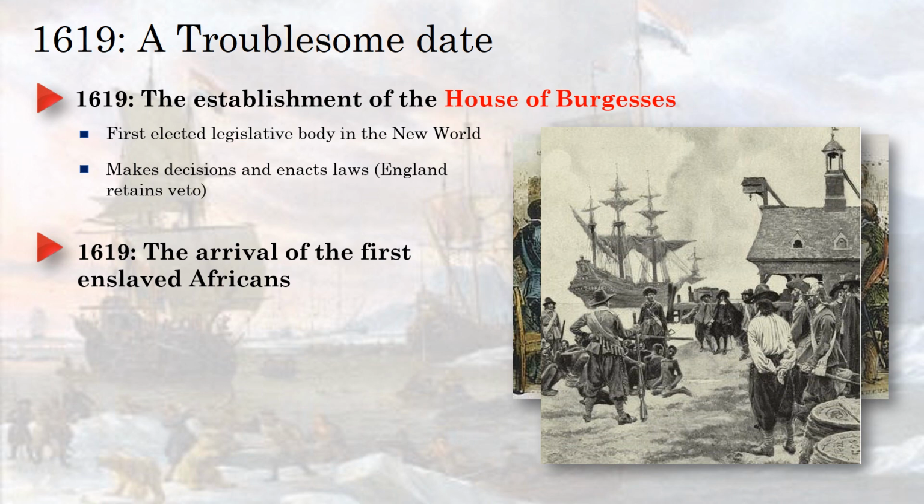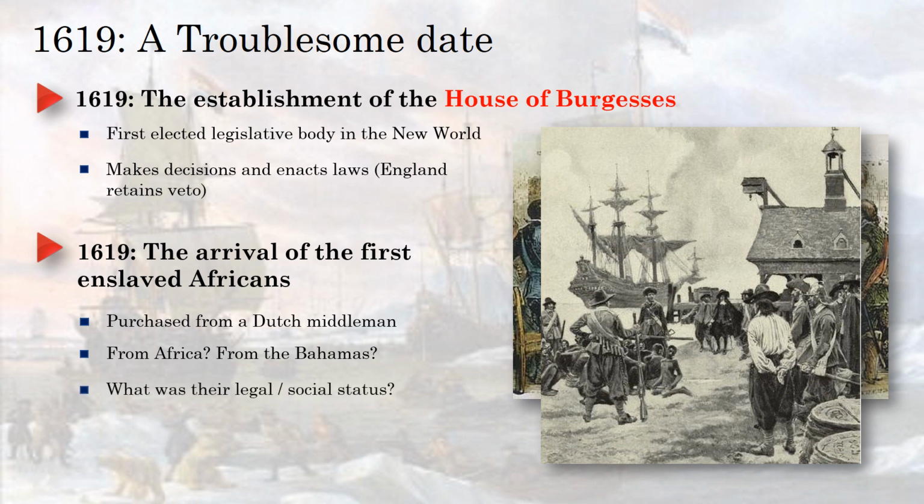Ironically, and much more tragically, 1619 marks the arrival of the first enslaved Africans to Virginia. Historians have traced this commerce back to a Dutch middleman who sailed over with the first 20. And where were they from? We're not sure. Were they from Africa? We don't know. Were they other transplants from the Bahamas? We do not know.